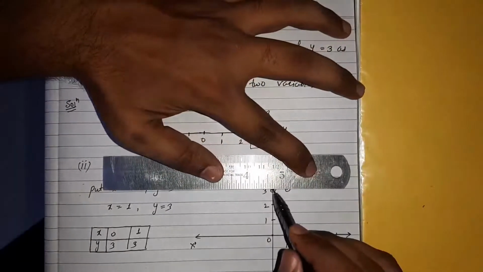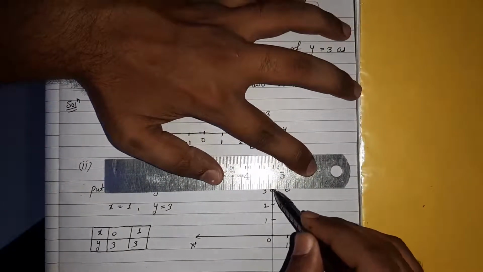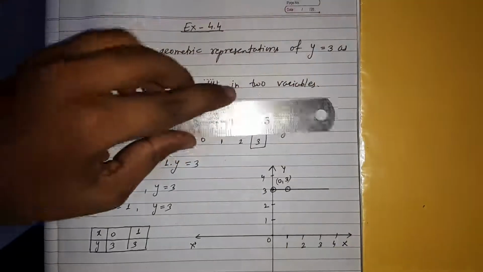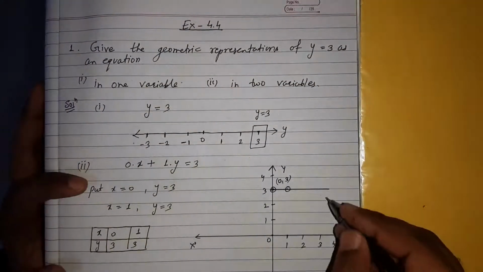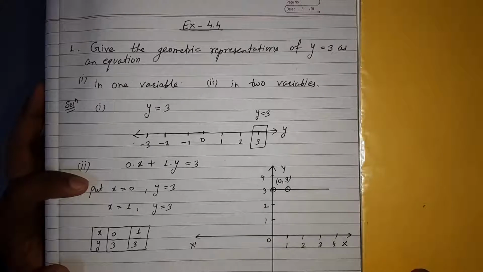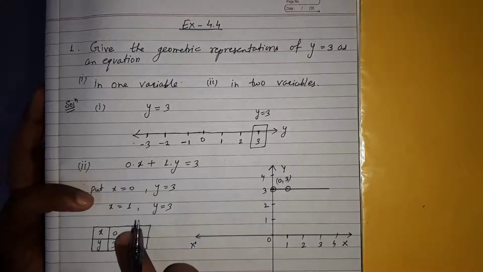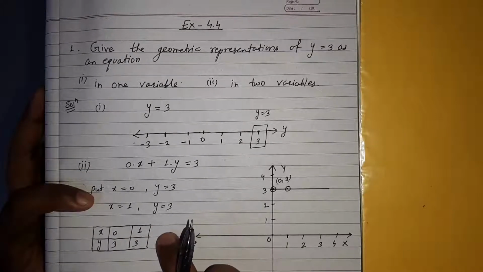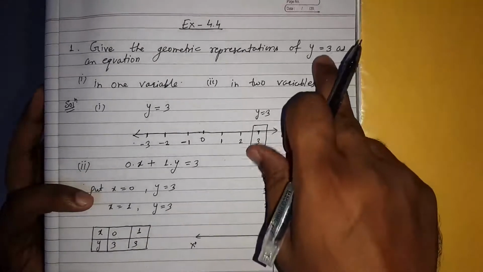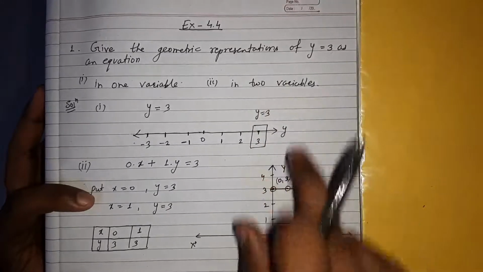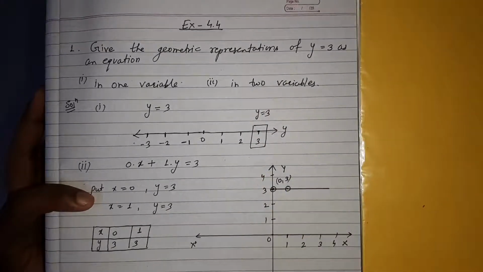So we will get a straight line which is parallel to x-axis, as you can see. This is the geometric representation of this equation in two variables, and we have got the line parallel to x-axis.